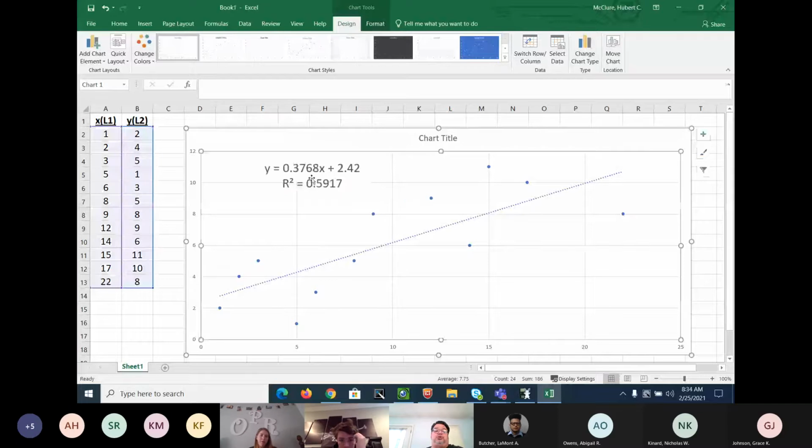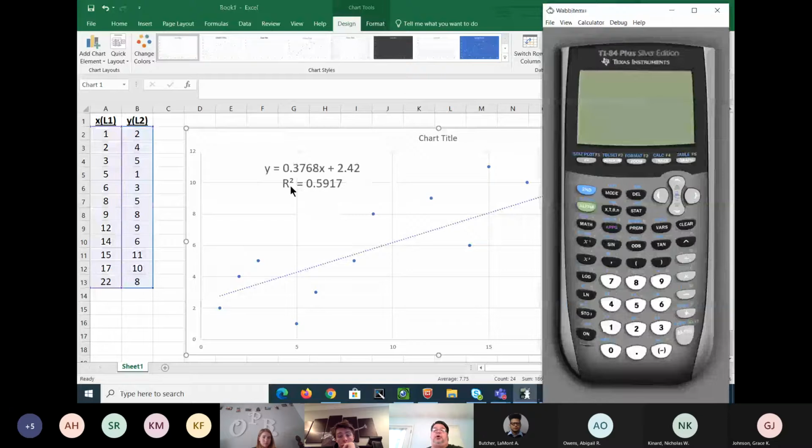All right, now that's what you're going to be tested on. They don't give you R, they give you R squared. I don't want R squared, I want R. So you take 0.5917, and raise it to the 1/2 power. Or take the square root of it.